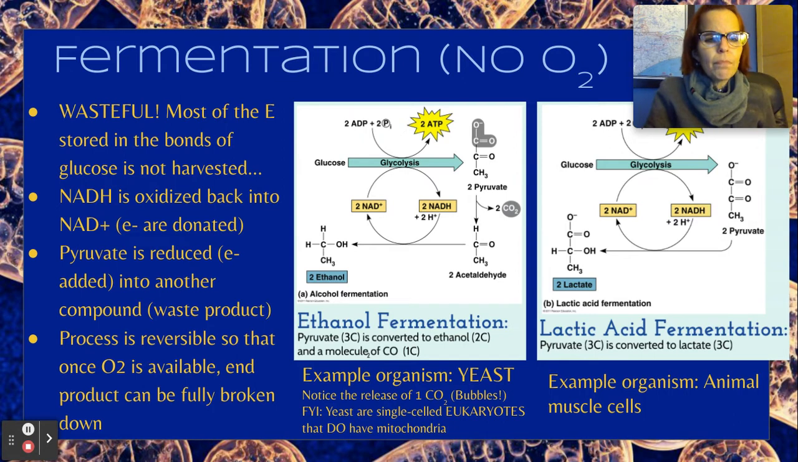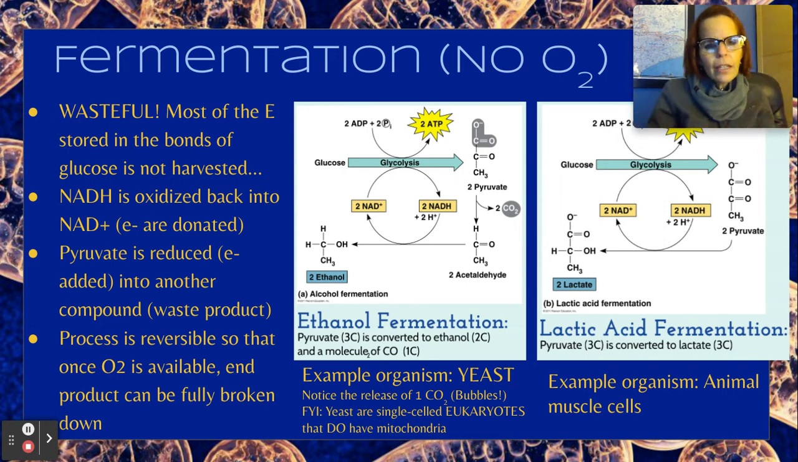Okay, the last bullet point here says the process is reversible so that once oxygen is available, the end product can be fully broken down. So for example, if you look at the lactic acid fermentation diagram, you end with lactate, and that's what causes your muscles to burn when you're exercising and you haven't been breathing well enough for the level of exertion that you've been doing. That lactate, once oxygen is present, can go backwards through the process and then return back into the mitochondria and go through all of cell respiration. So it's a reversible process so that the energy doesn't get wasted.